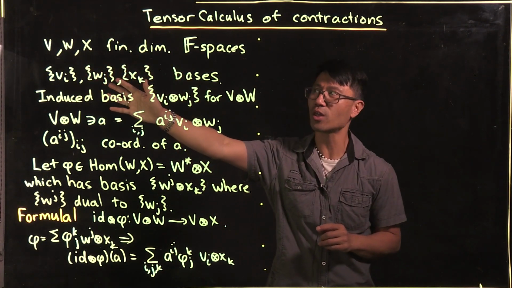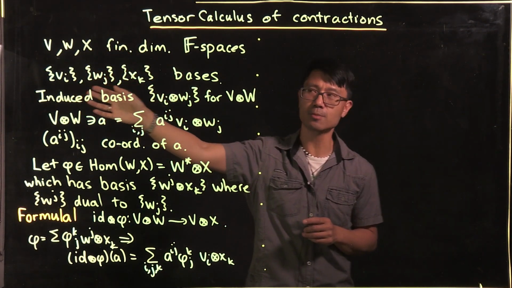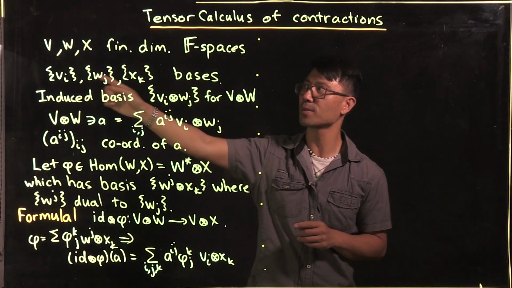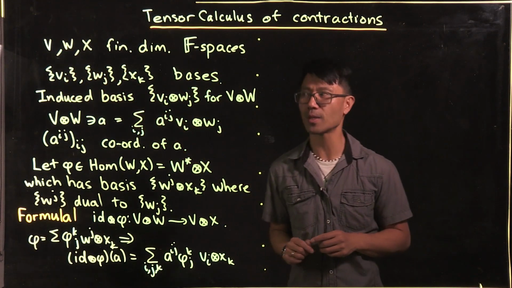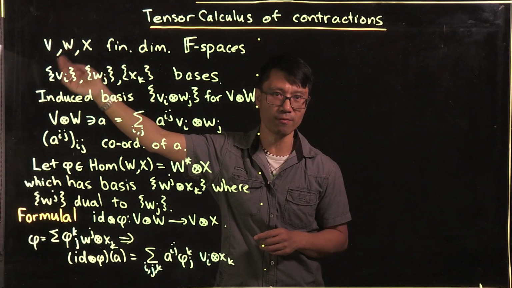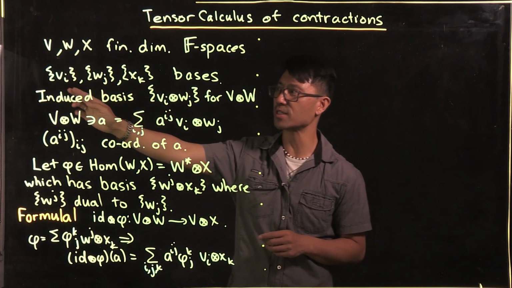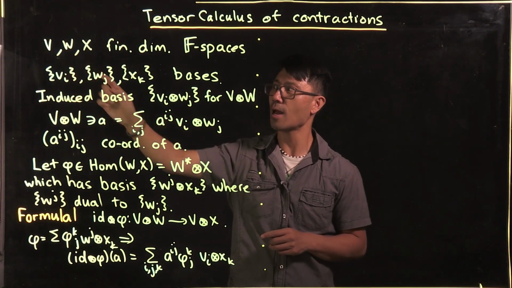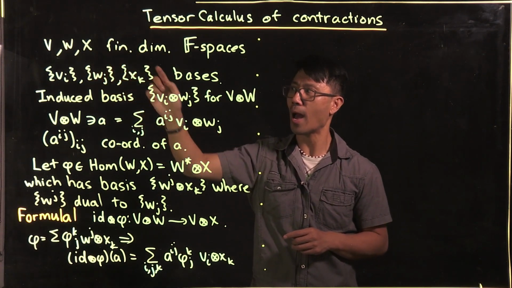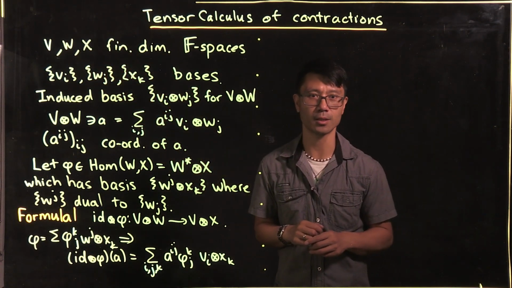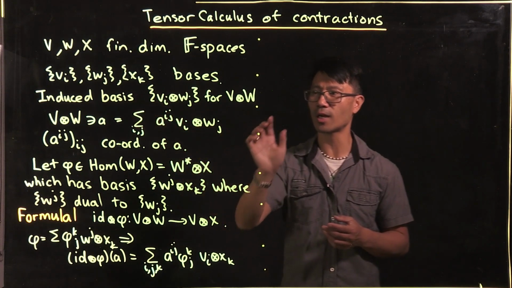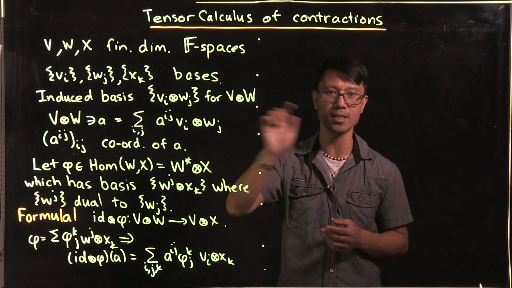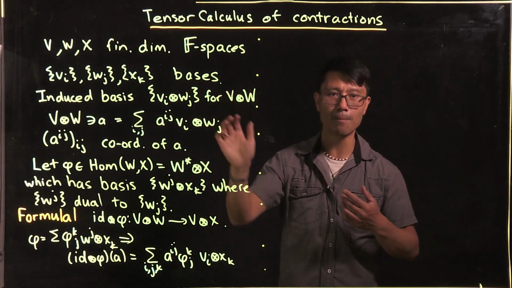To start off with, we're going to have some finite dimensional vector spaces over our fixed field F. There'll be V, W, and X. So that we can put coordinates on V, W, X, we need some bases. Let's fix our bases: the v_i for V, w_j for W, and x_k for X. Now suppose we want to calculate inside this tensor product V tensor W. We'll need a basis for that.